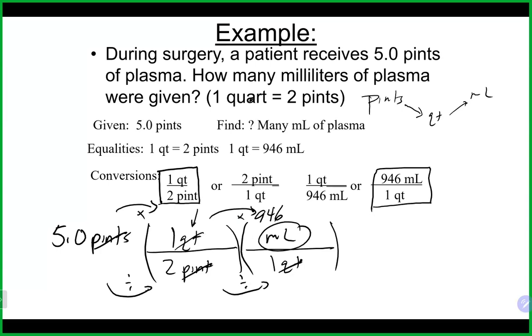So here we're going to multiply basically 5 times 946. We're going to hit equals. We're going to divide it by 2 and hit equals. And that's going to give us on our calculator here 2365 milliliters.